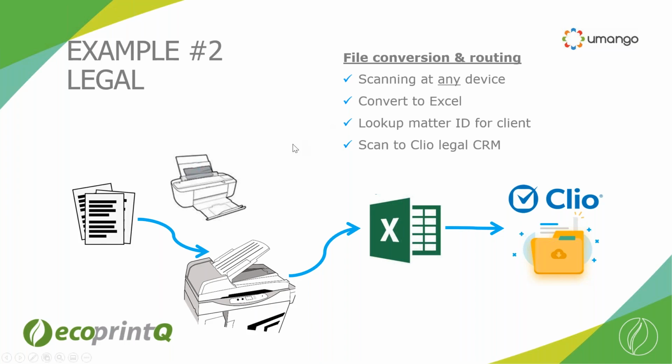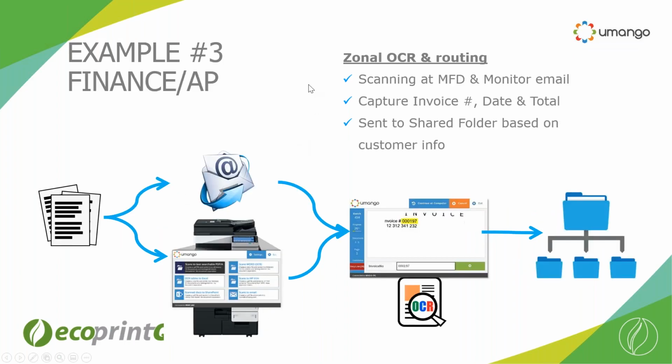Okay, going right along. What about finance, AP? This is horizontal because this would apply to really any industry, any vertical you can think of has a need to process their invoices. What they wanted to do in this particular case is monitor an email address and or scan at the MFD. So if they received it by mail, right? They have a client that just happens to be old school, mails these things. They would scan it in at the MFD.